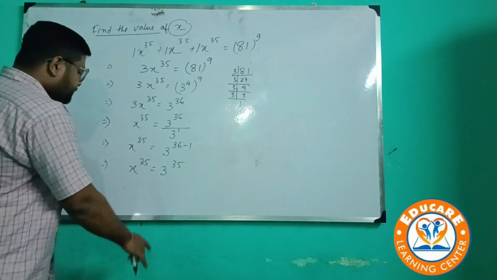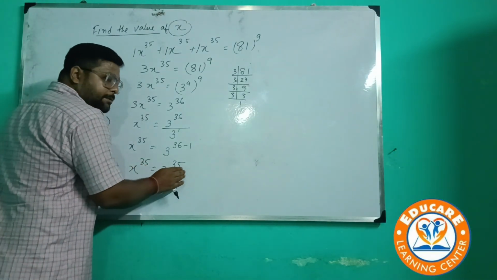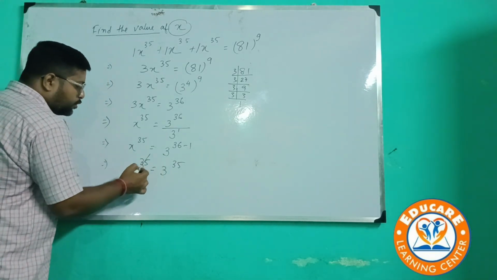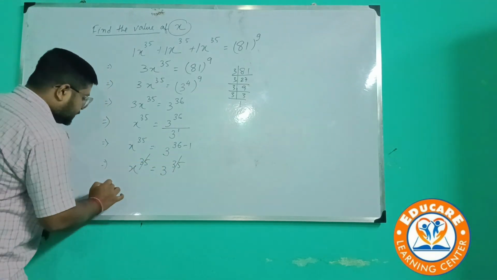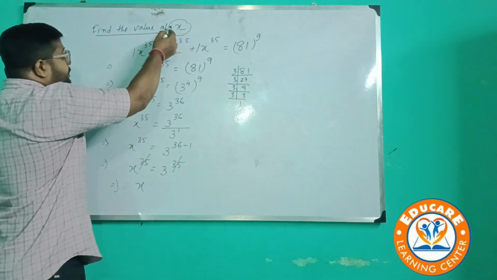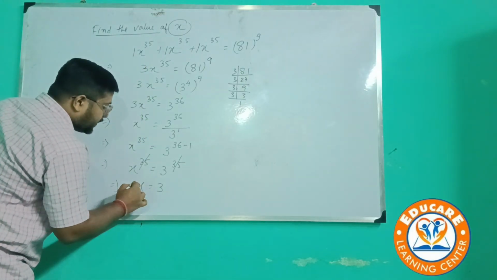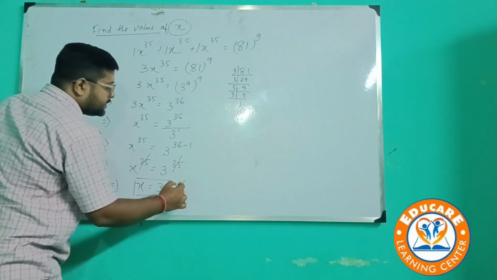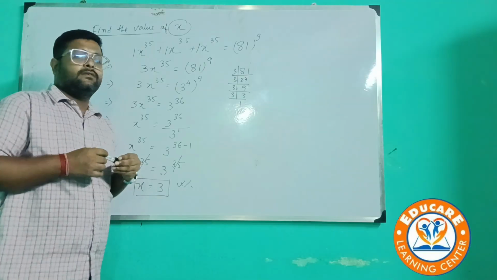Your question has become x to the power 35 is equal to 3 to the power 35. Now you can see both the 35s will get cancelled out. So the value of x that was asked in this question, the value of x is 3, and this is our final answer. Done.